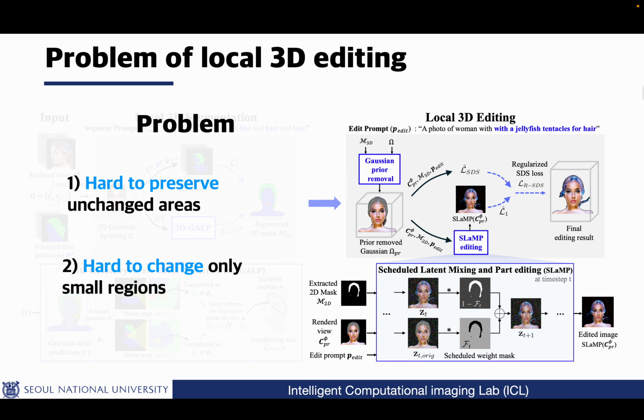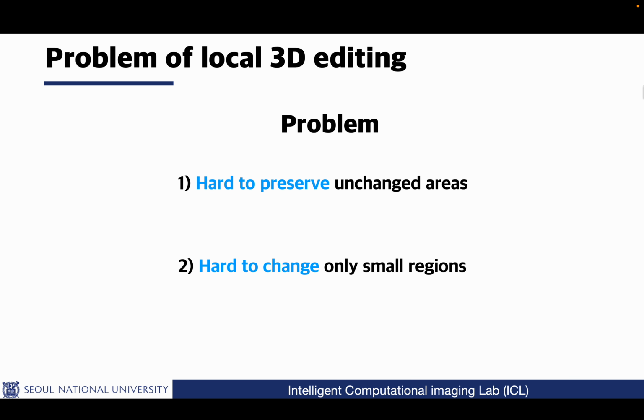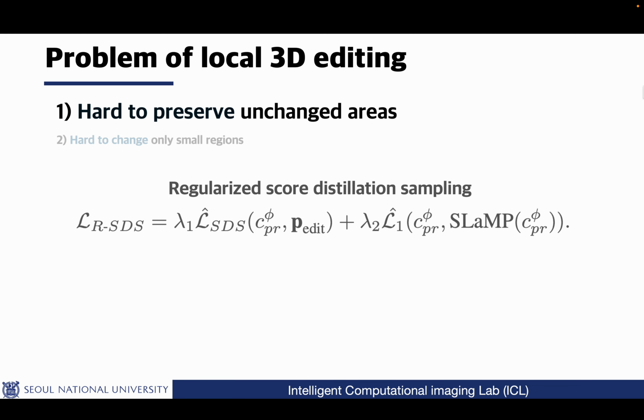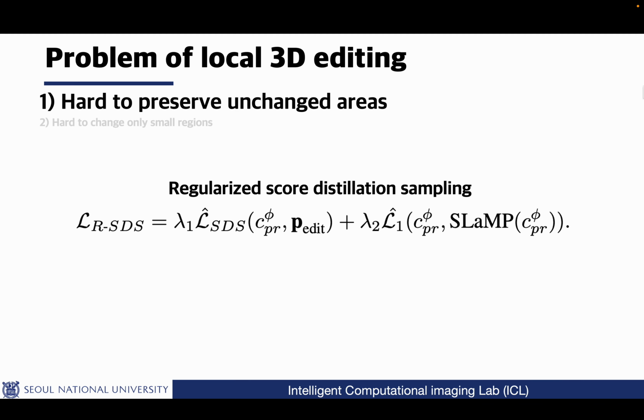Now let's move on to the 3D part editing case. Here we also have these two problems. To resolve them, we introduce regularized score distillation sampling, which enhances the controllability of SDS loss by leveraging two different regularizers.